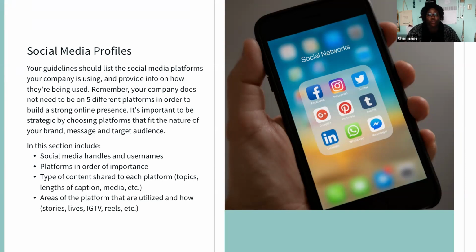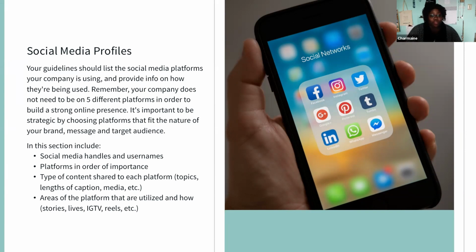You want to make sure you let whoever's reading your social media guidelines understand, okay, here's the typical length of caption we share on Instagram. We share about 150 to 200 words, or we share 3 to 5 sentences on Facebook. Make sure that's clear for your social media team. And anything else that we need to know about the content for each platform.